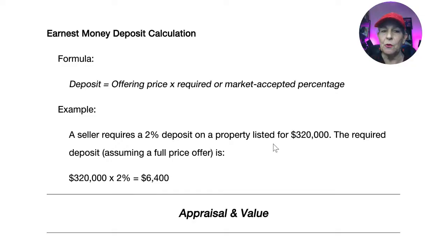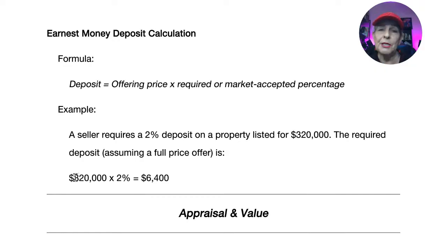So the required deposit, assuming a full price offer, okay? Assuming, we know what that makes us a lot of times when we assume, right? But here they're telling us, assuming a full price offer is 320 times 2% equals 6,400. And it would probably be better to change the percent into a decimal, which would be 0.02. Okay, so 2% of 320 is 64.